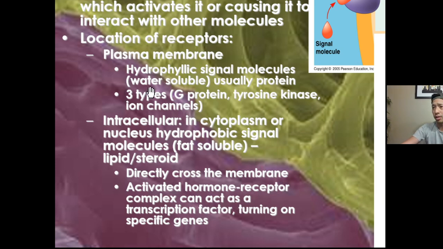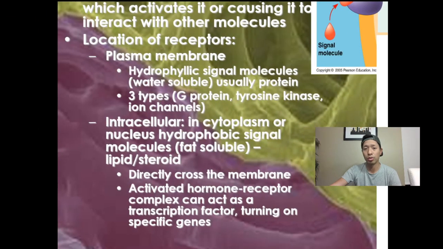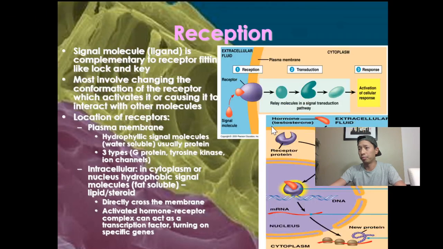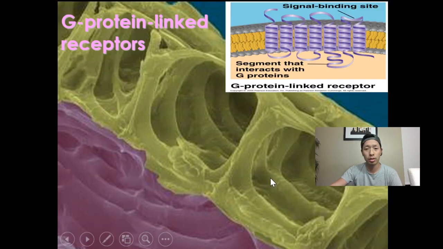Now you see some other things here. It says 3 types of plasma membrane proteins or receptors: G proteins, tyrosine kinases, and ion channels. I'm kind of off the screen here. We are going to talk about those in the following slides. But before we get in that detail, you do want to remember that there are these 2 different categories of reception.